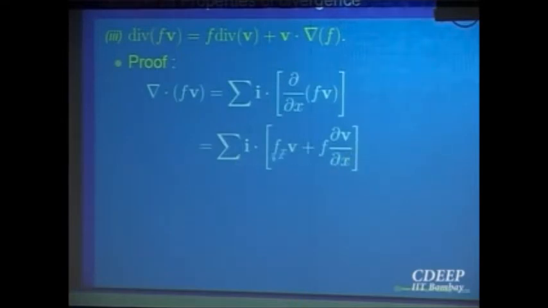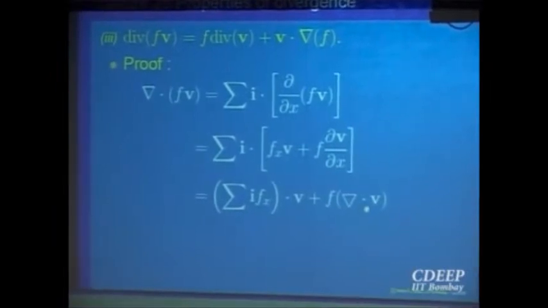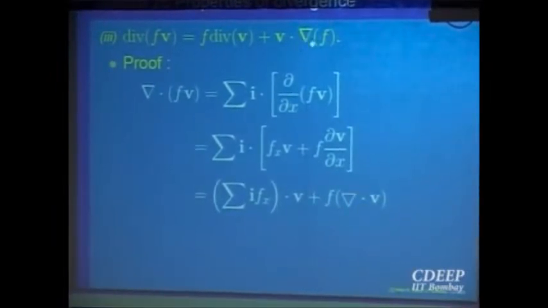And now I can split these into two different sums. That is equal to the sum of i, f_x dot v, because only f_x is going to be part of the summation; v is independent of the sum. So we regroup this as the sum of f_x dot v, and here f is a scalar which is independent of the sum, so it comes out. So it is i dot del v by del x, that is the divergence of v. So this is what the formula says: f times divergence of v plus v dot gradient of f. So that is the formula for the divergence of the product of a vector field by a scalar field.